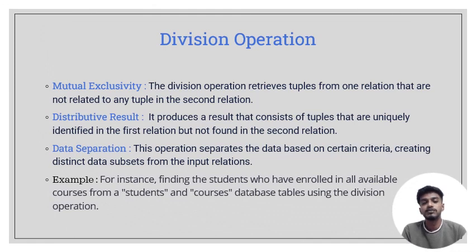Next, we will discuss the division operation, mutual exclusivity. The division operation retrieves the tuples from one relation that are not related in the second relation. Distinct result: it produces a result that consists of tuples that are uniquely identified in the first relation but not in the second relation. Data separation: this operation separates the data based upon certain criteria, creating a distinct data subset from an input relation. For instance, finding the students who have enrolled in available courses from the student and courses database tables uses the division operation.